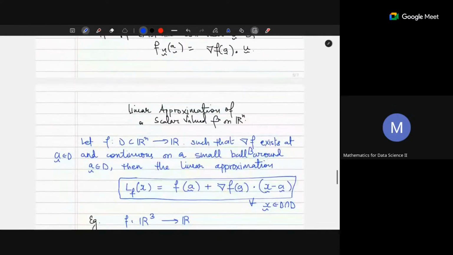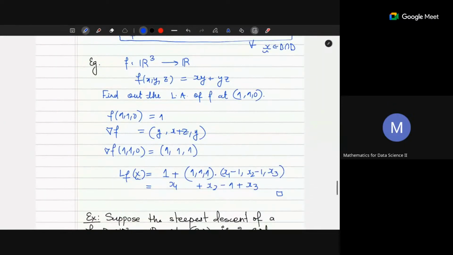While calculating the directional derivative, what we do is restrict our function to a one-dimensional subspace, which is defined by that vector along which we are performing the directional derivative.